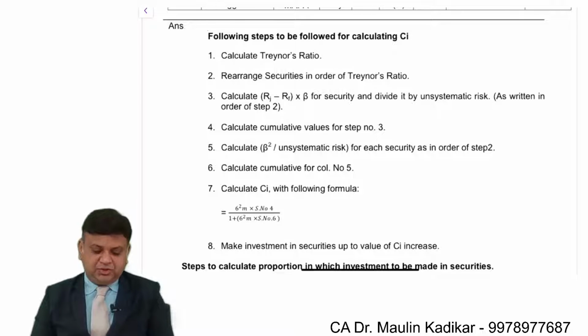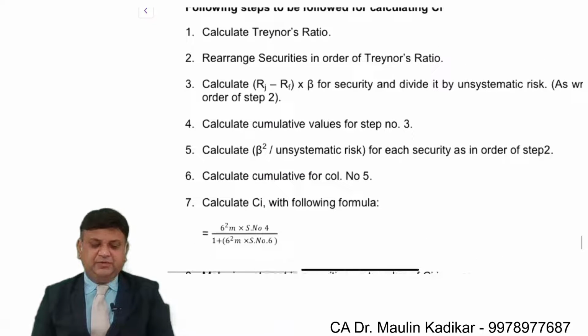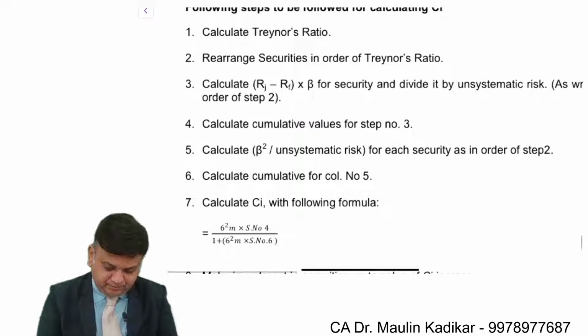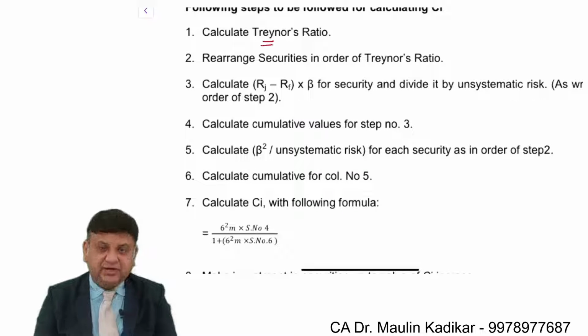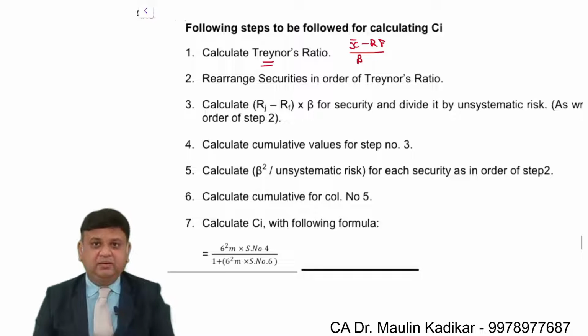Now friends, for calculation of the cutoff point, we are required to make the selection of the efficient securities in which we should make investment. There is a process like this. First of all, we'll calculate the Treynor's ratio. We know that the Treynor's ratio is calculated by using the formula X bar minus RF divided by beta. That is the way the Treynor's ratio can be calculated.